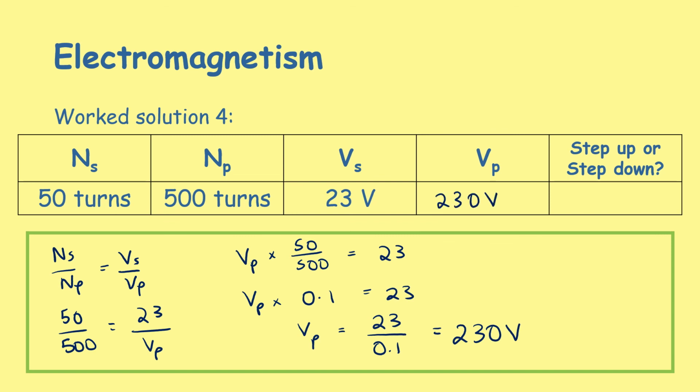Now to determine whether it's a step up or a step down transformer, we can see our primary number of turns is greater than our secondary number of turns, so this is going to be a step down transformer. Again, you can see we started off with a high number of turns and we stepped it down to a low number of turns. Exactly the same with the voltage. We started off with a high voltage, we step it down to a low voltage.